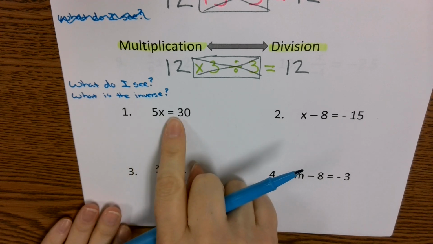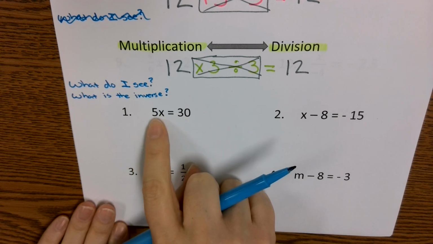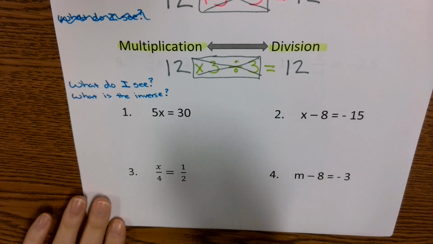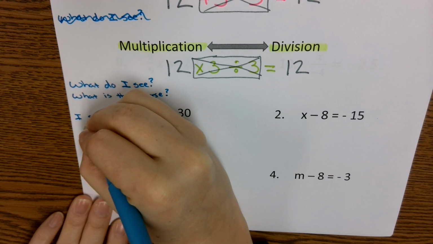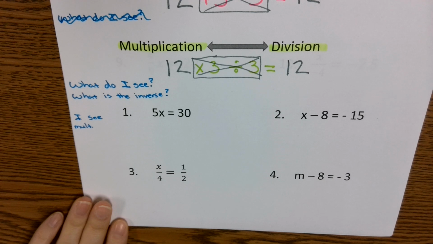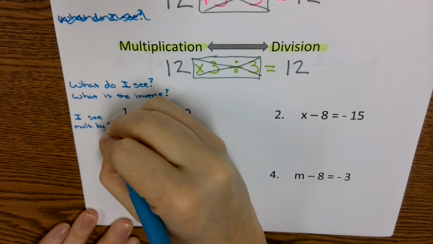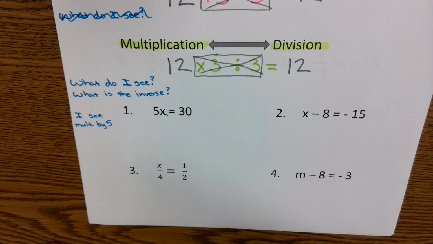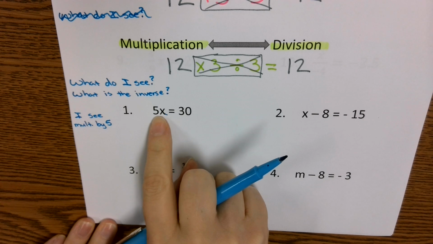Okay, so taking a look at problem number 1, what operation do we see occurring here? Multiplication. So I'm going to write that down, that I see that I am multiplying. I'm multiplying, and not only what am I multiplying, but I'm multiplying by 5. That's what I see right now. What am I doing with the x? Currently, I see multiplication by a 5.